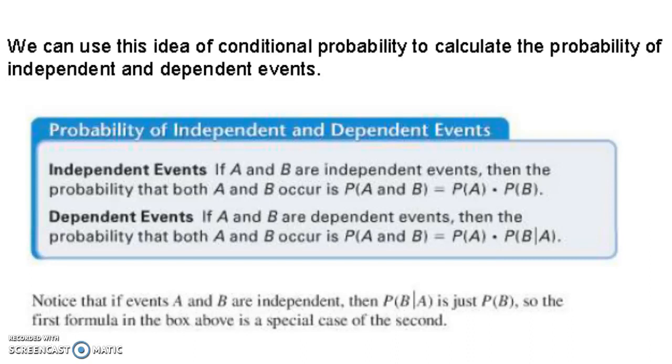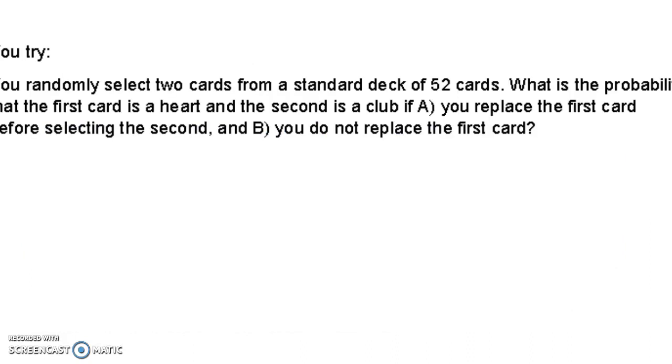If we have dependent events, then the probability of A and B is the probability of A times the probability of B after A has happened. So for instance, the number of possible outcomes has changed. As an example, selecting 2 cards from a deck of 52, the question is, what's the probability that the first card is a heart and the second card is a club? And there's 2 conditions here.